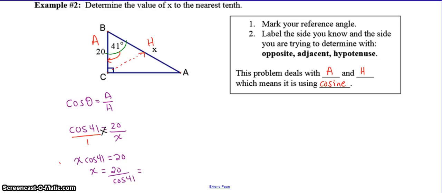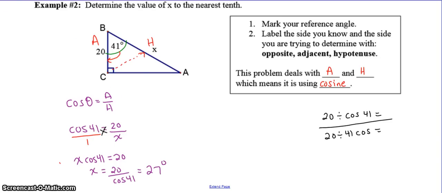So now in your calculator, it's either 20 divided by cos 41 equals, if it's a display calculator, or 20 divided by 41 cos equals, if it's non-display. Either which way, you should get 26.5, so we will round that to 27 degrees. So these are the basics to using SOHCAHTOA to determine a missing side length.